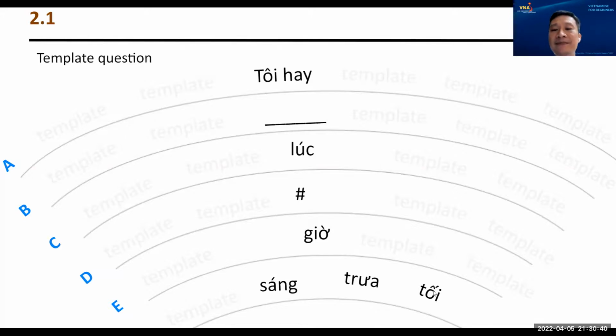How about dinner? Same 7 o'clock. Tell me. Give me the sentence for eating dinner. Tôi hay ăn tối lúc 7 giờ. 7 giờ. Okay, that makes sense. What's the word for 12?